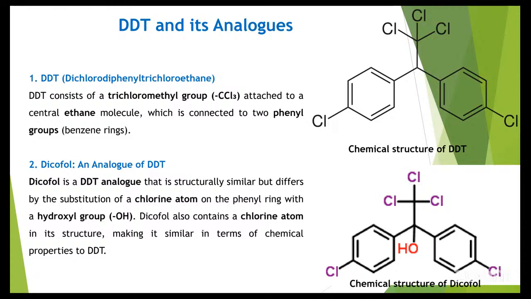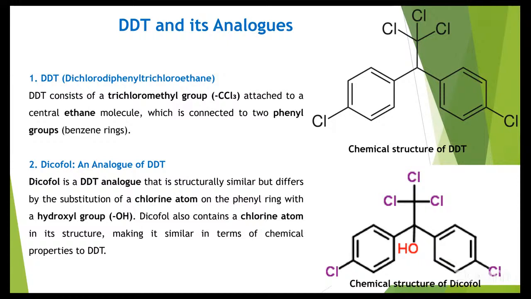DDT is very effective against larvae of mosquitoes and black flies and against adults of all the important biting flies, and against house flies, bed bugs, fleas, ticks, and other insects of public health importance. And here you can see the structure of DDT. DDT consists of a trichloromethyl group, CCl3, attached to a central ethane molecule that is connected to two phenyl groups, the benzene rings here.